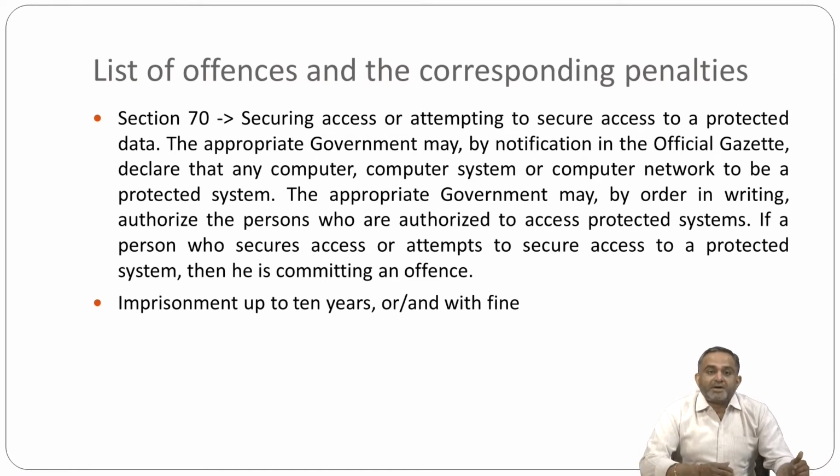Now, by order in writing, the government authorizes the persons who are allowed to access the protected system. The government issues the order, and it clearly mentions who are the authorized persons to access these systems. If an unauthorized person is found accessing or trying to access this kind of system, then he is liable for imprisonment up to 10 years and/or a fine.